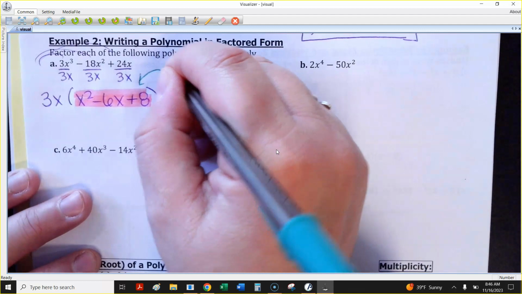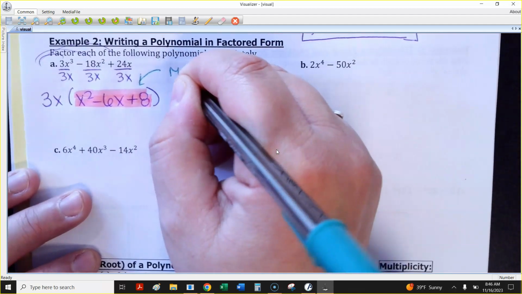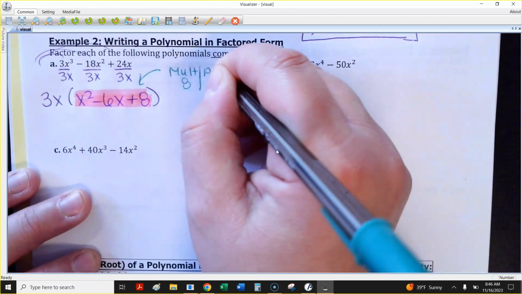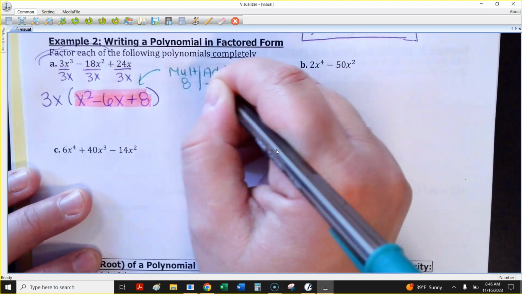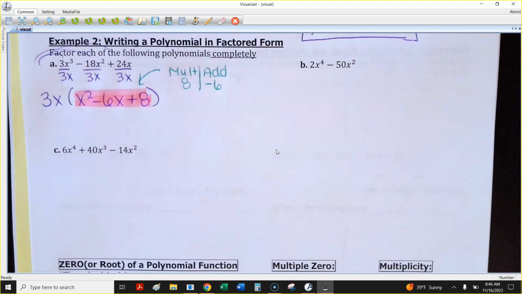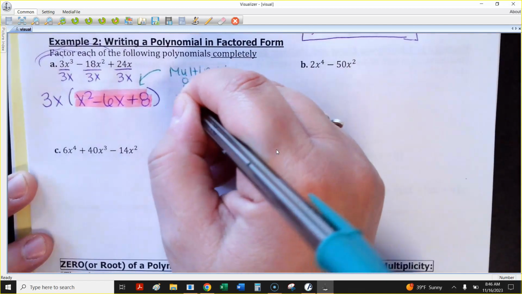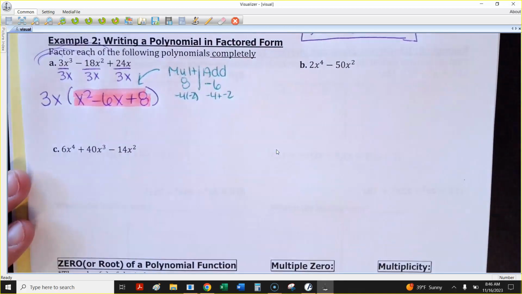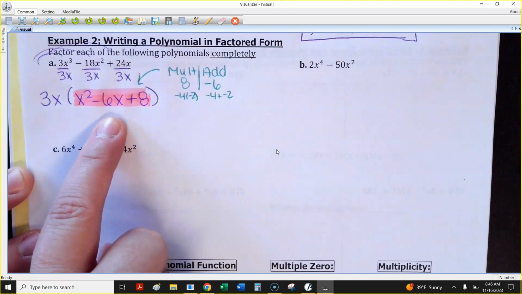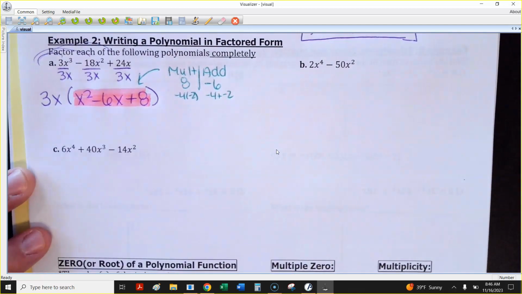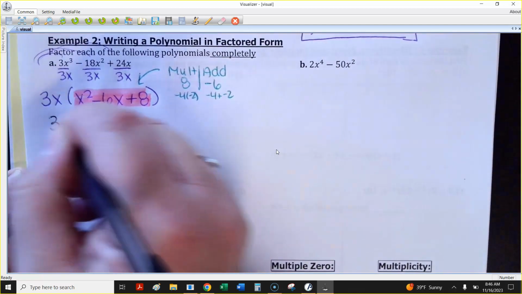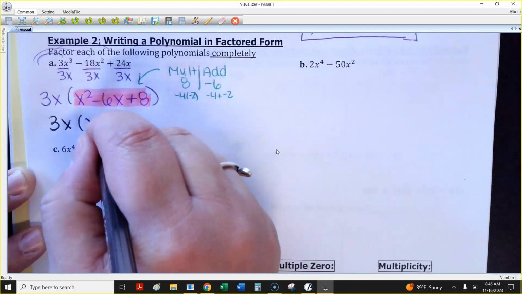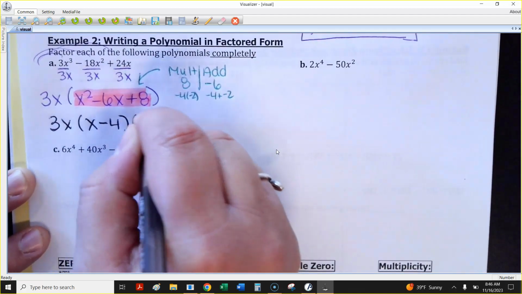Can you think of 2 numbers that if you multiplied them, you get positive 8, and the same 2 numbers, you would add them, and it would give you negative 6? What do you think? Yes, okay. So negative 4 times negative 2 gives you positive 8. Negative 4 plus negative 2 gives you negative 6. So I can factor what I have my little highlighter on just a little bit further. We've got to keep the 3x out in front, but we can factor this as x minus 4, x minus 2.